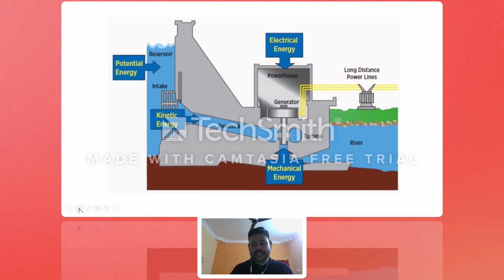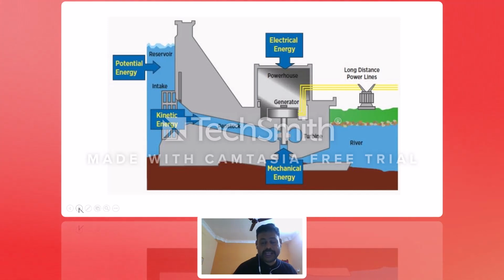So here the concept is very simple. We are storing the water in a huge tank. Later, if you suddenly open the water, it will come with huge kinetic energy. That kinetic energy gives the mechanical rotation, right? Going back to the old concept, mechanical rotation between the magnet and the coil gives the relative movement. According to Faraday's law of electromagnetic induction, the power will be generated.